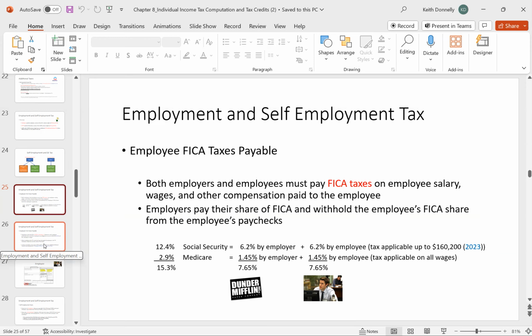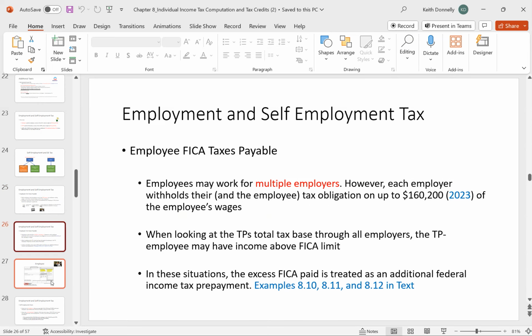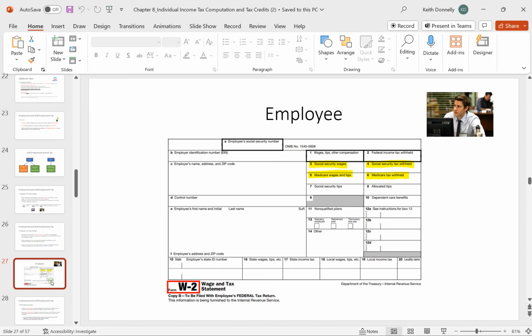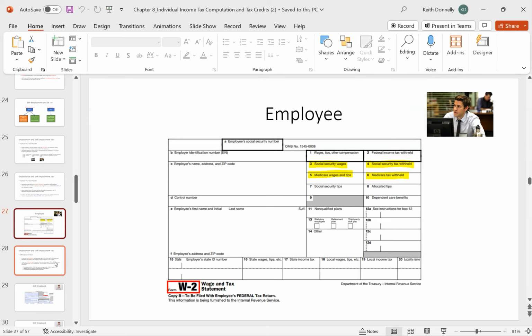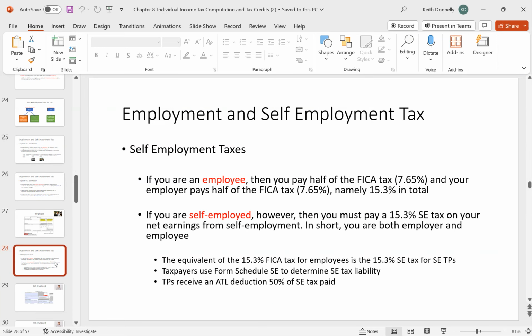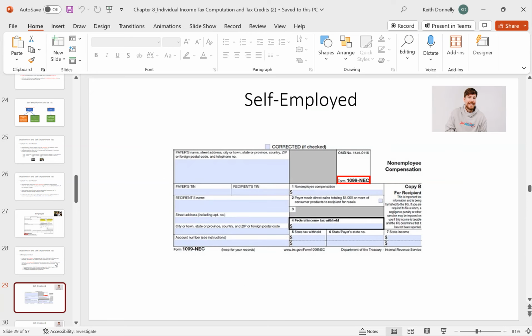We looked at the setup for FICA, right? We said, hey, Jim there, he's going to be subject to it. He'd get a W-2. Now we're looking at self-employed. So self-employed individuals have to pay the entire 15.3%. They get an above the line deduction for 50% of that, and they will receive a 1099, okay?